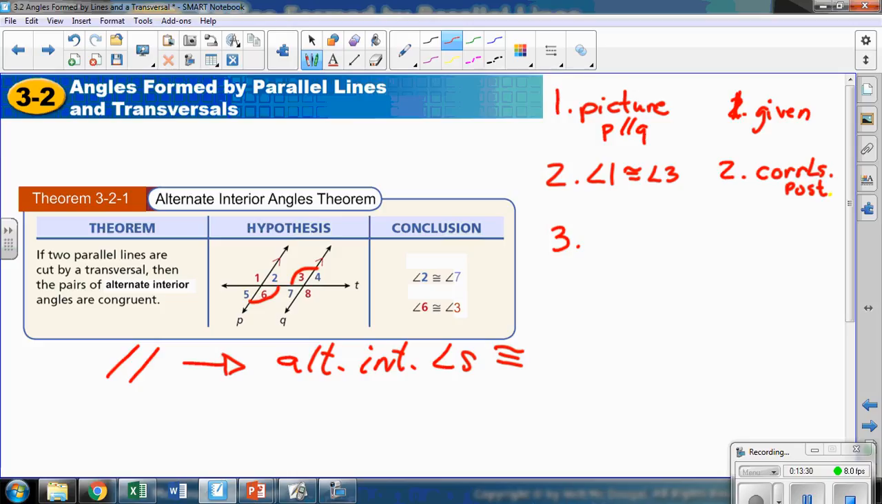We would also know angle 6 is congruent to angle 1. Why is it that these two angles have to be the same? Going back to our first unit, those are vertical angles. All vertical angles will be congruent.